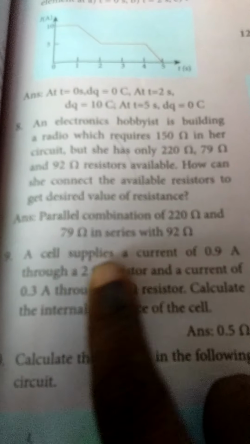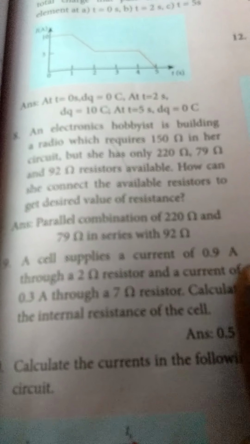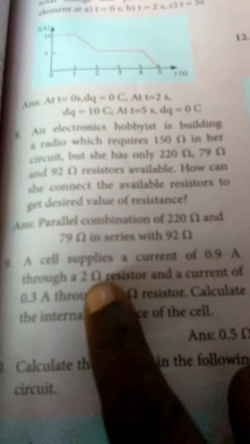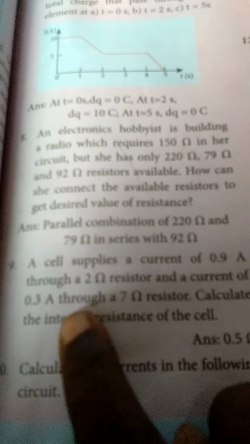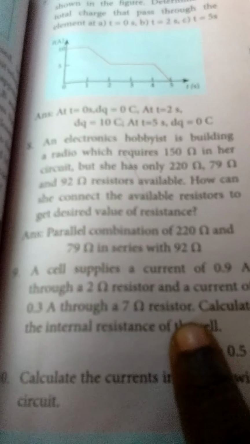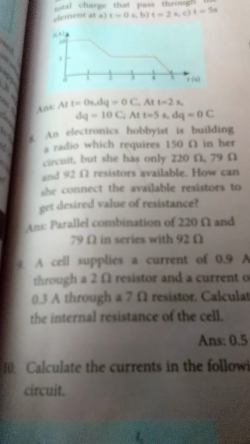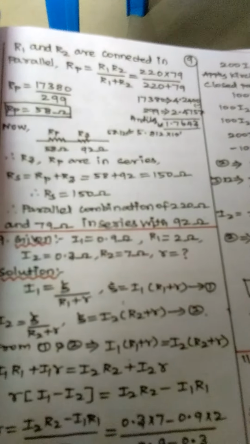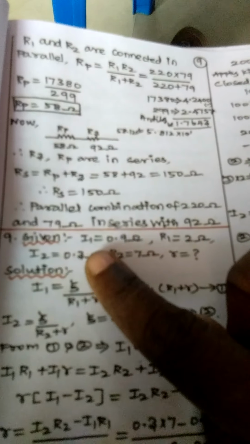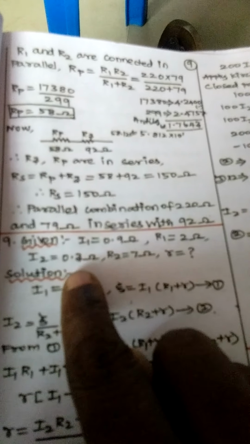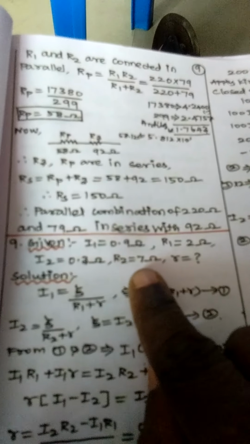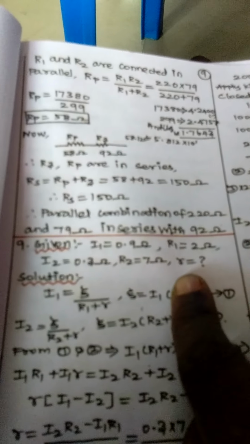A cell supplies a current of 0.9 ampere through a 2 ohm resistor and a current of 0.3 ampere through a 7 ohm resistor. Calculate the internal resistance of the cell. Okay, now you see the ninth sum. So I1 is the first current, given as 0.9, R1 is 2 ohms. So I2 equal to 0.3, R2 equal to 7 ohms. So we want to find out the resistance value.